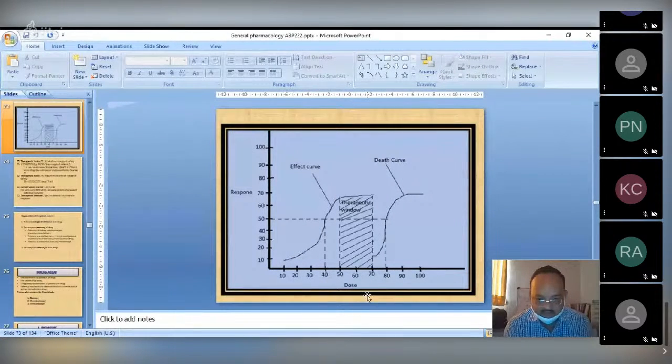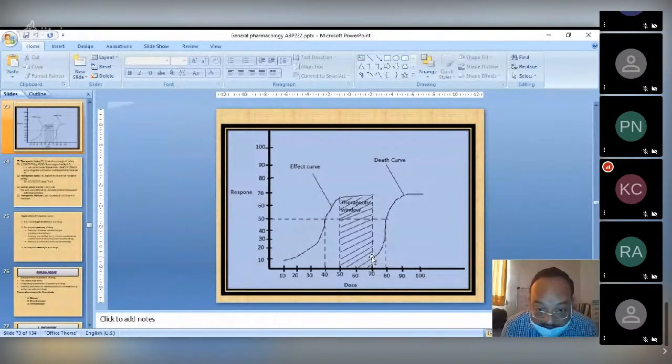This is the response, this is the dose, and we have given 10 milligram, 20, 30, 40, 50, 60, 70, 80, 90, 100 milligram. Now here you can see this is the effective dose, this is the ED50. We have converted the dose into the log dose form, so the shape of the curve will be like this. Again, if you increase the dose, you'll find the curve like this.